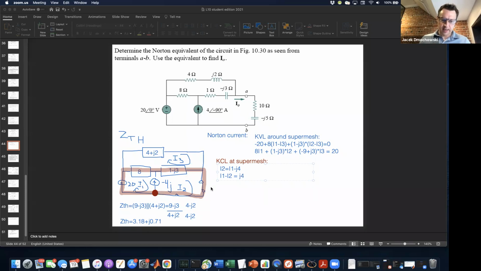Then lastly, KVL around mesh number 3. We're going to go clockwise, starting at the bottom left here. So we're going to have 4 plus j2 times I3, plus 1 minus j3 times I3 minus I1, plus 8 times I3 minus I1 is equal to 0.